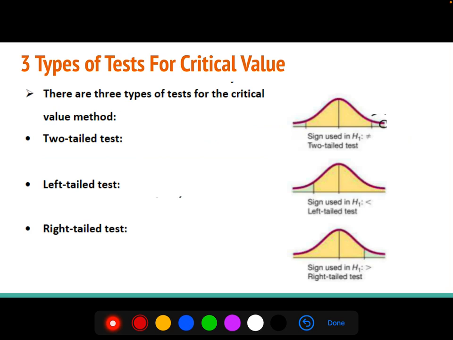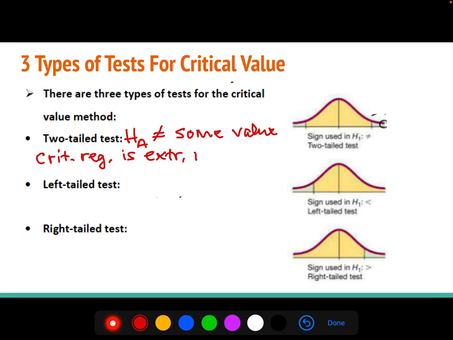Now, testing for the critical value. There are 3 types of tests. There's the two-tailed test. That's when your alternative hypothesis has a not equal to, and then some value over here. Your parameter is not equal to some value. That means your critical region is in the extreme regions.